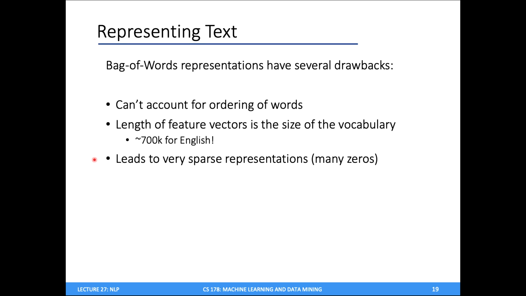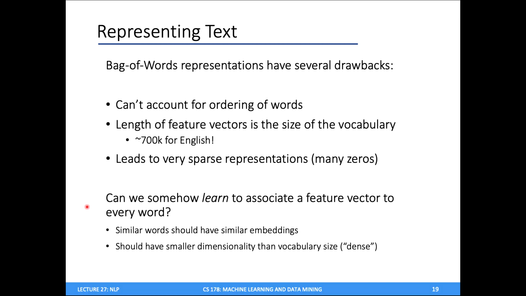And also, these bag of words representations are often quite wasteful in the sense that they're very sparse representations. Because our feature vectors are so long, on the order of several 100,000, most words are not going to appear in most strings of text. So there's going to be lots of zeros in those bag of words representations, and we're just wasting our representational power.